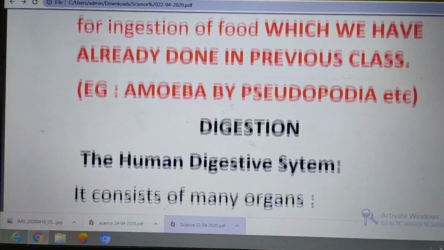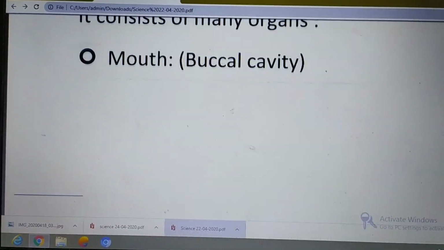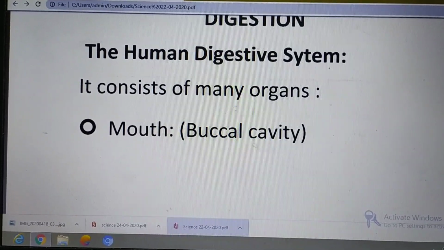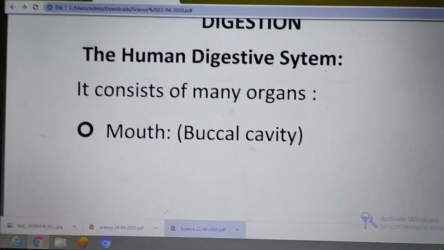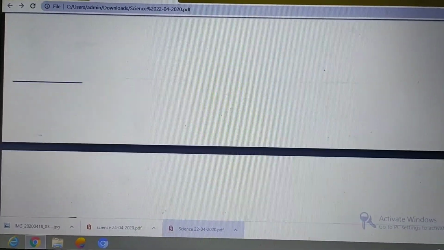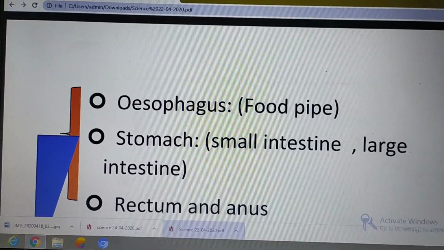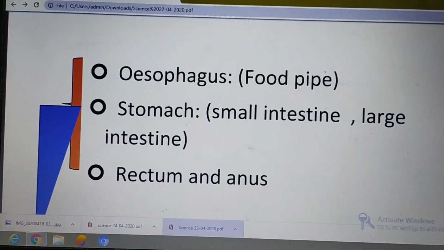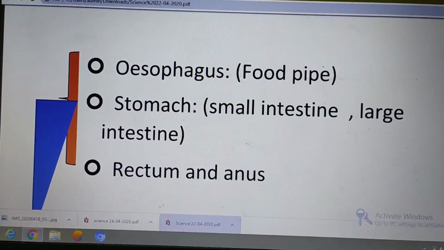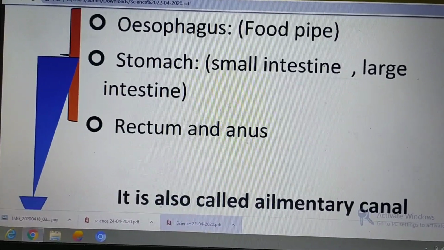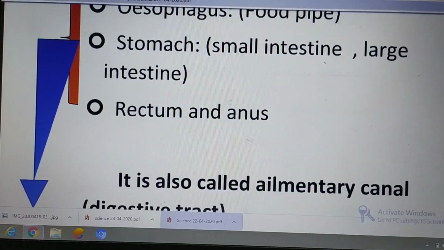Now in this topic we will also be discussing the human digestive system. The human digestive system contains many organs. First, the mouth, which is also called the buccal cavity. Secondly, the esophagus, which is also called the food pipe. Third, the stomach. Continuing from the stomach, there is also the small intestine and the large intestine that also help in digestion, and then the rectum and anus.